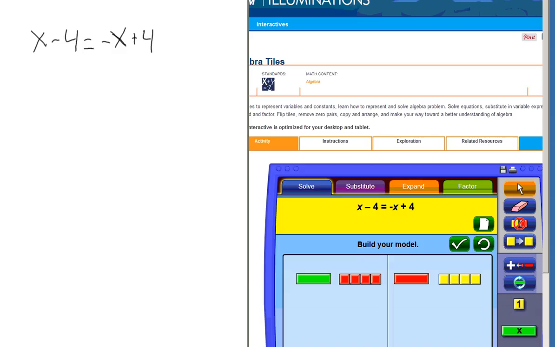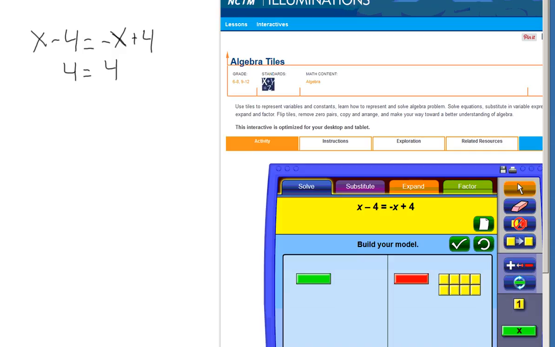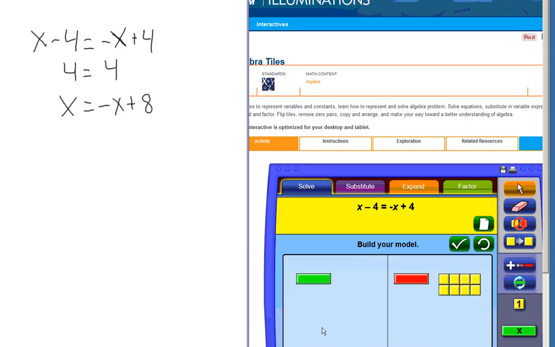So what we're going to want to do is try to get x's on the same side and the numbers on the same side. I'm going to start by moving the numbers over. So I'm going to add 4 to both sides, positive 4, to get these to cancel and make 0 pairs. And when those cancel, what we'll have left is x on the left side and negative x plus 8 on the other side, which you can see from our equation too.